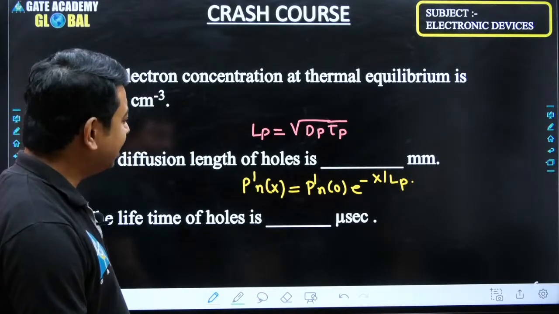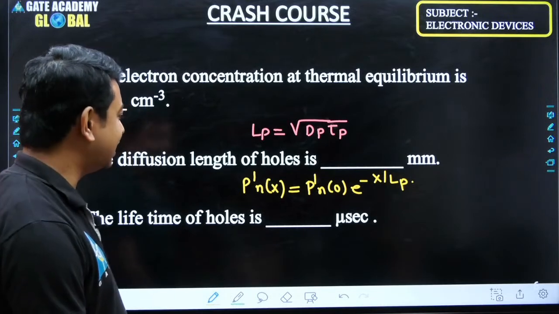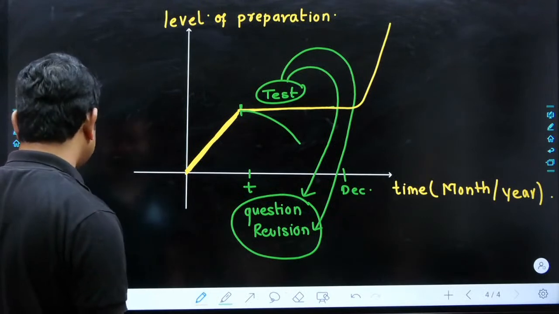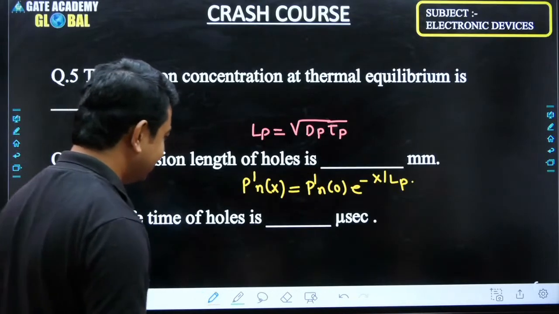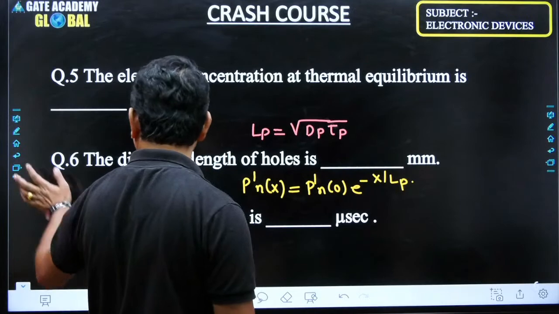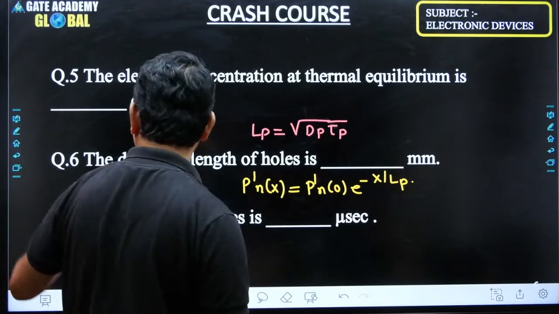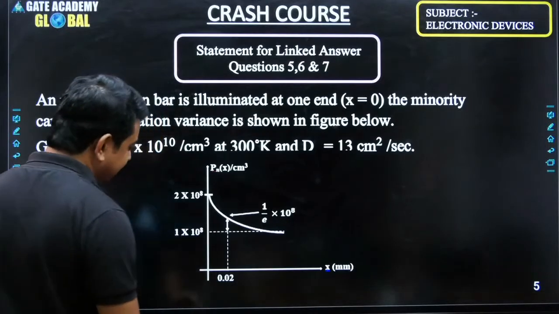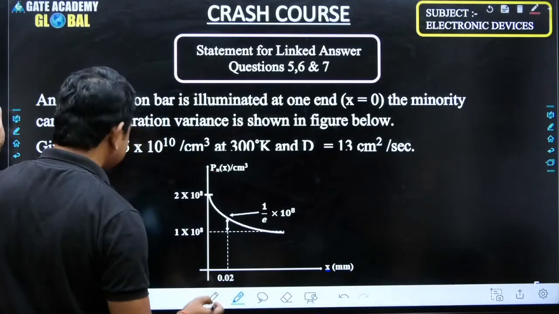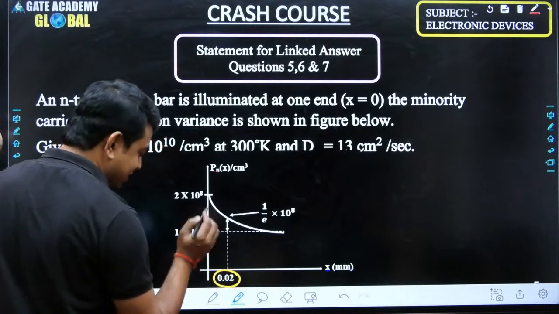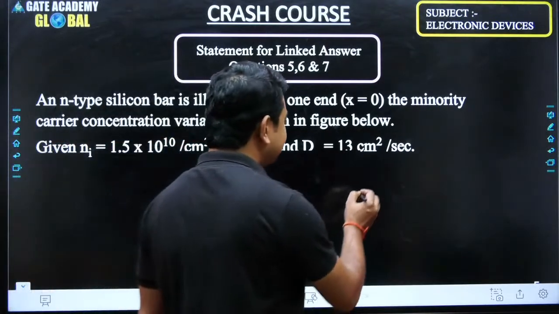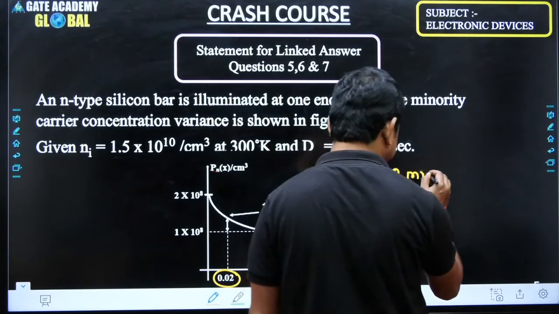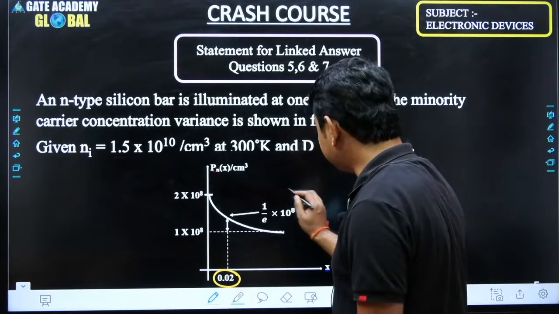So why are we writing this formula? The reason is that we have something in our graphical plot. What is that graphical plot? Suddenly this graph comes. Graphical plots have some particular values by which we can find it out. Here we can see this is the distance. Distance is equal to 0.02 mm. So we should write that at distance 0.02 mm we have this value.